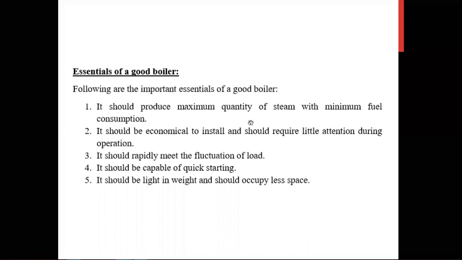Okay, these are the essentials of a good boiler. That means these are the important characteristics. You can easily study this: the first one is to produce the maximum quantity of steam with the minimum fuel. It is a very easy thing: the boiler should give us the maximum amount of steam with minimum fuel consumption. This is one of the good boiler capacities.